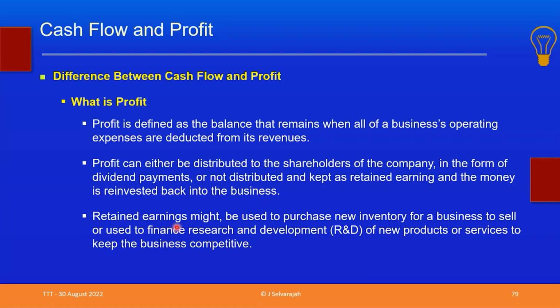So retained earnings might be used to purchase new inventory for a business to sell, or used to finance R&D work for new products and services to keep the business competitive. One of the key points in any business is always to have sufficient R&D to survive. Whether you are a manufacturing company, a trading company, or even a kitchen, a bakery or a restaurant, all right.